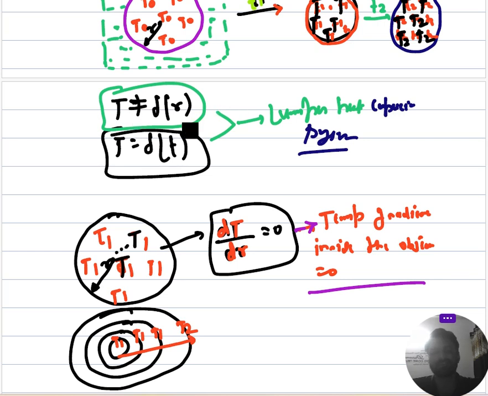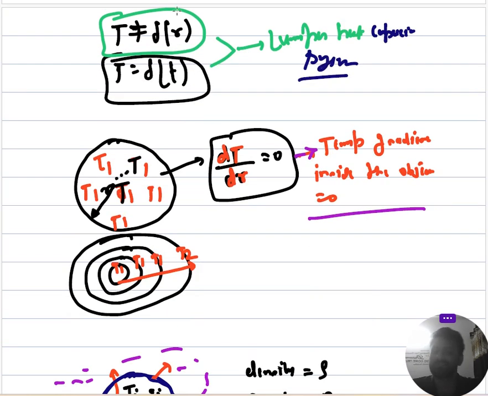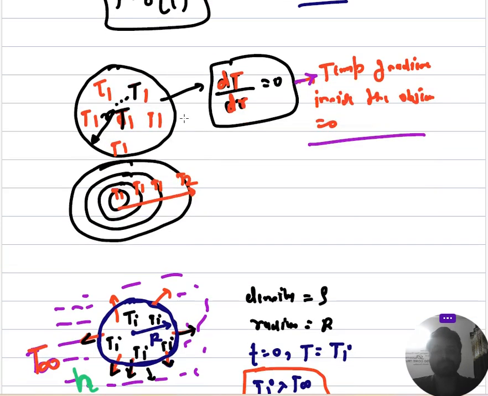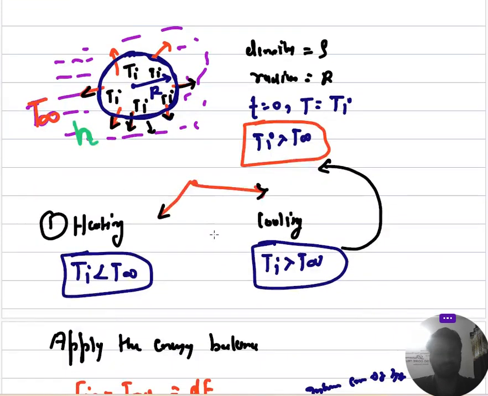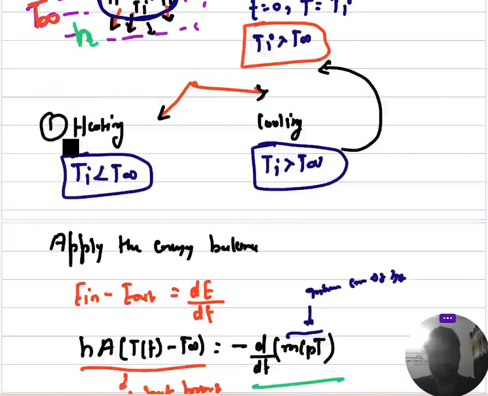And in this case, you can see temperature is a function of what? Temperature is not a function of what? Temperature is a function of time only, right? So here dT by dr will be equal to 0 and dT by dt is not going to be equal to 0, right? So if I assume the radius of this metallic solid is capital R, density is rho, and at t equals 0, temperature is Ti, and this object is placed in an infinite medium having temperature T infinity and heat transfer coefficient H.